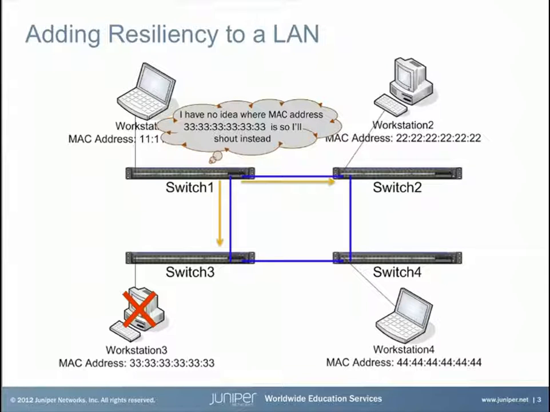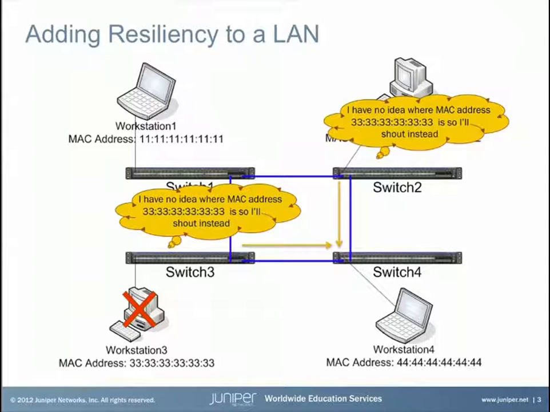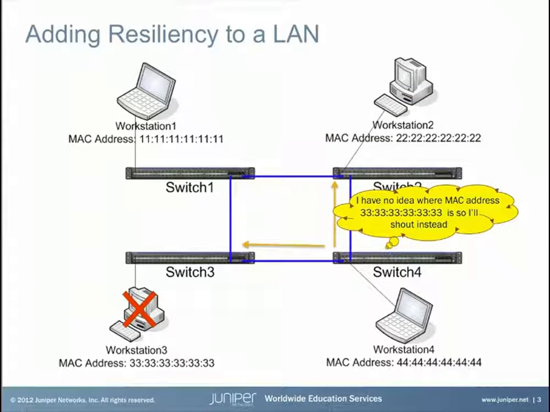Now, switches 2 and 3 have no idea, again, where this workstation is, so they will send the frames to switch number 4. Now switch number 4 will look at these, and it will treat them as 2 separate broadcasts. So what it will do is send them back out to switches 2 and 3.